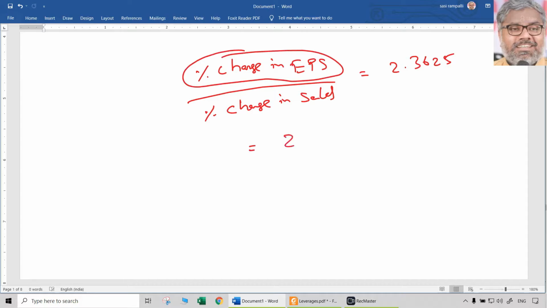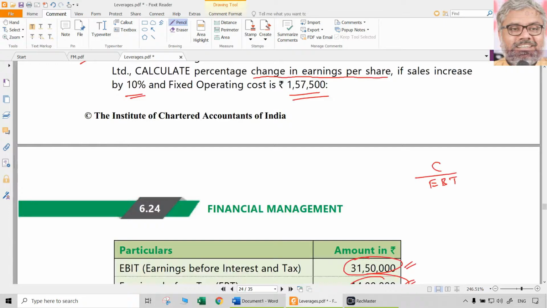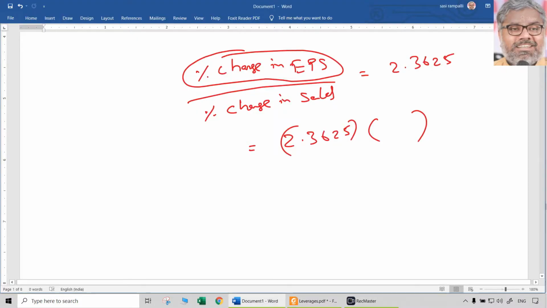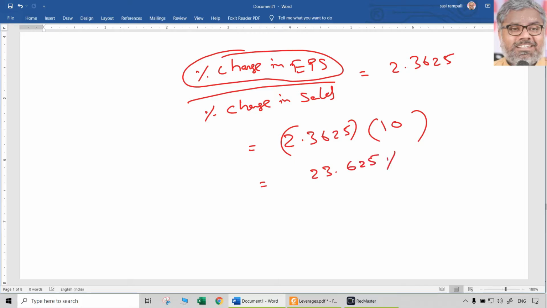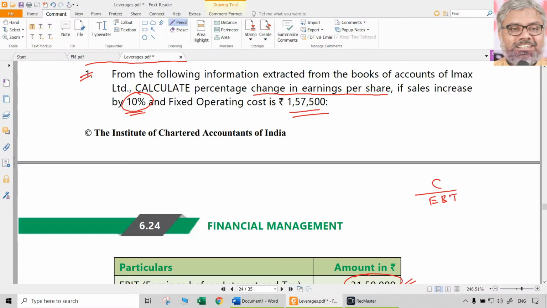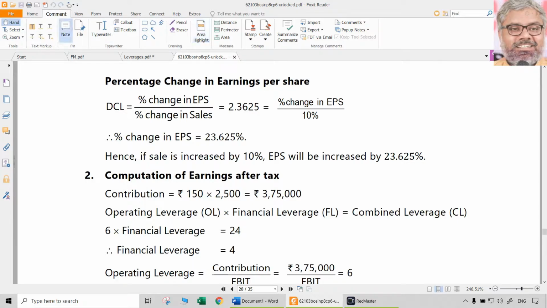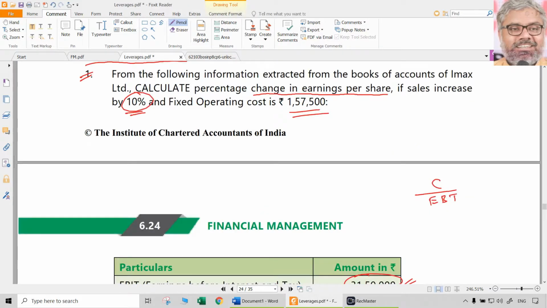How to get that? Cross multiplication. 2.3625 multiplied with percentage change in sales. How much was the percentage change in sales? That is given as 10%. So if sales increase by 10%, how much EPS will increase by? 23.625%. That is the answer. 23.625. That's it. So if we check that, that is exactly the correct answer here. 23.625% EPS will be increased by that much. That is the question number 1.